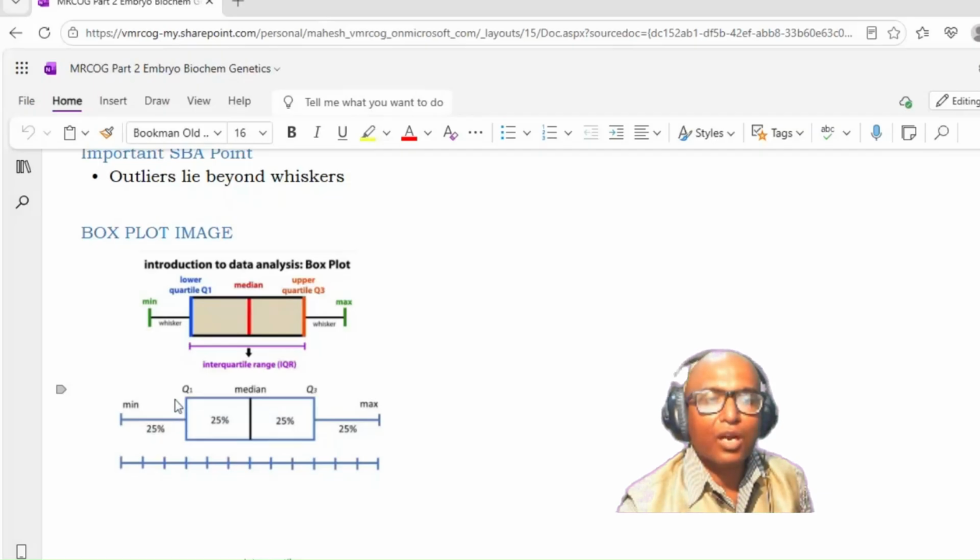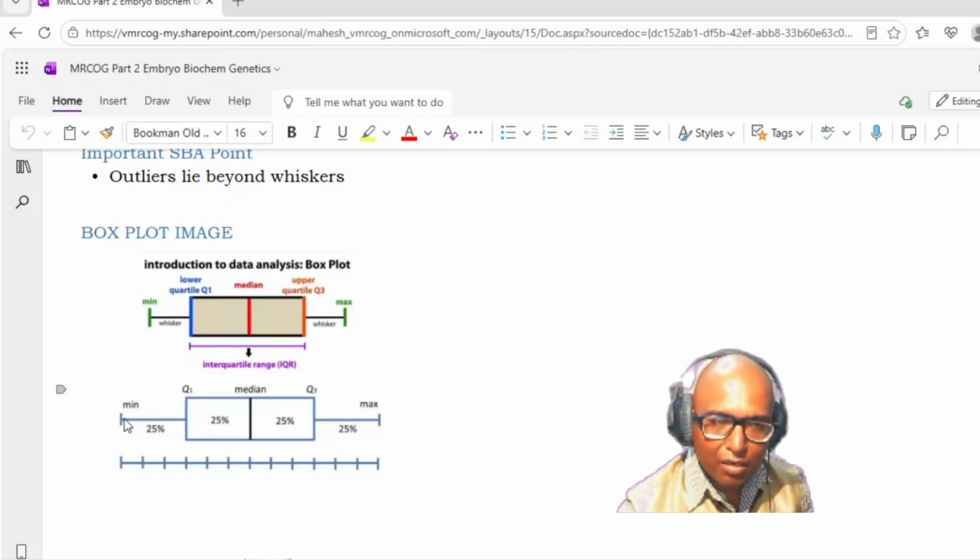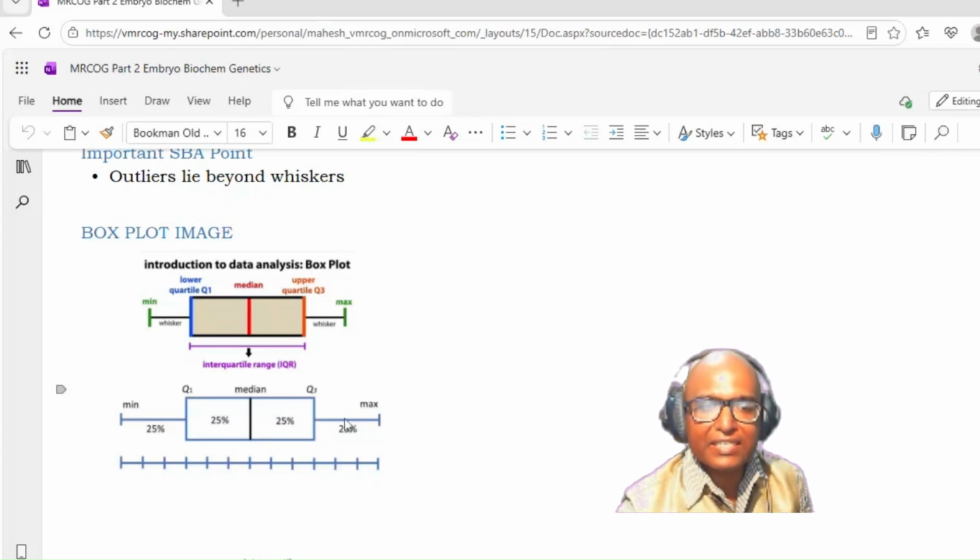So it is quartile 1 minus 1.5 times the interquartile range. That will be the extent of this whisker, while from the third quartile, your whisker will extend to quartile 3 plus 1.5 times the interquartile range. So you extend 1.5 times the interquartile range on this side and 1.5 times the interquartile range on the other side. And whatever observation lies beyond that will be the outlier.